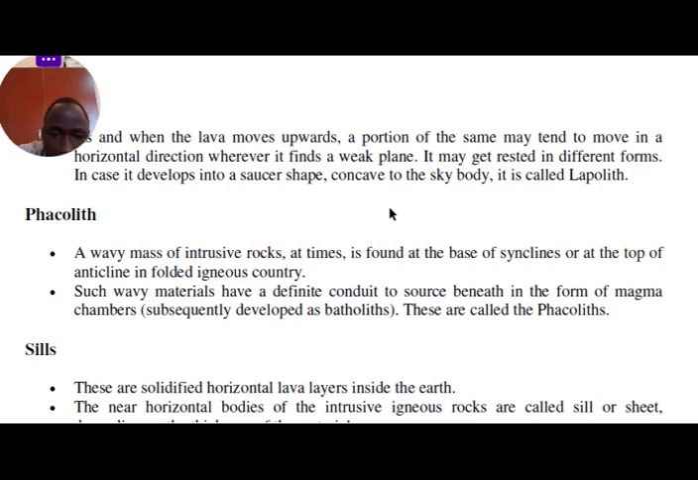The batholith also appears within the Earth's interior. In other words, it is a massive body of intrusive rock. At times, it is found at the base of synclines or on the top of anticlines, in areas that have what we term fold mountains. So when we move on, we are saying that such materials have a definite source pan beneath them, then a magma chamber that may be forming them.